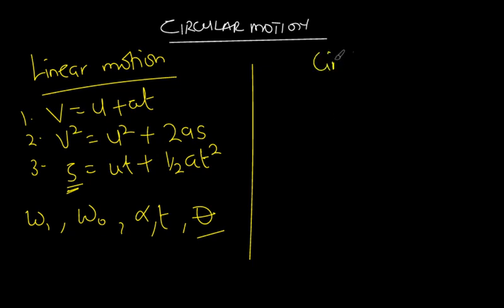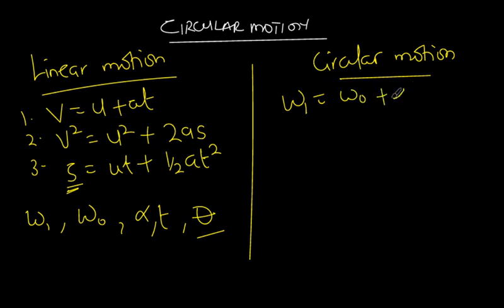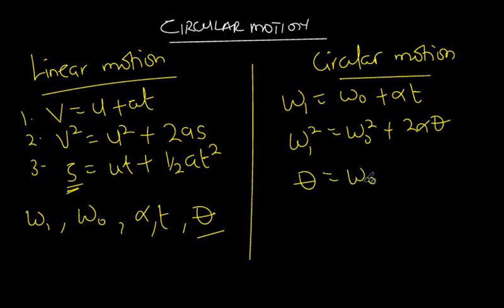So what we mean by this is, in circular motion, the final velocity w1 is equal to w naught plus alpha t, which means w1 squared is equal to w naught squared plus 2 alpha theta. And then theta is equal to w naught t plus half alpha t squared. Okay, so this is the only difference between linear motion and circular motion in terms of using their equations.